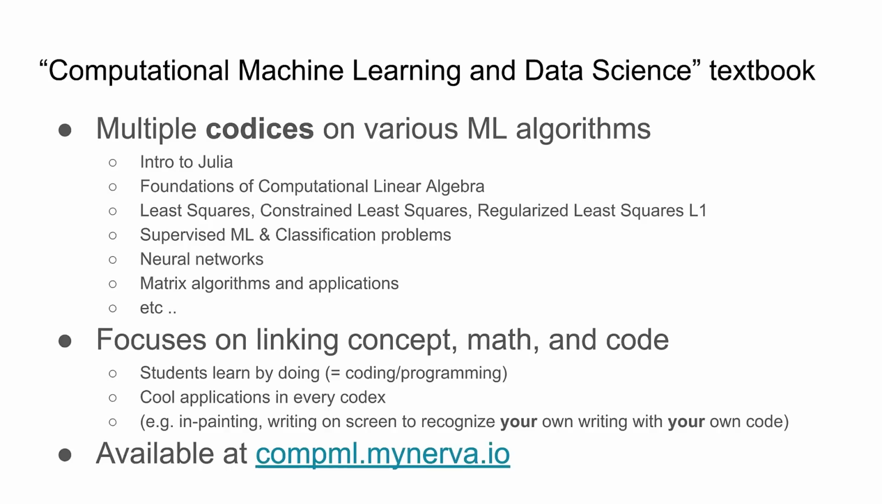In this course, it's a Julia-centric focus, so there are codices on Intro to Julia, a codex set on the foundations of computational linear algebra, least squares, different ways of fitting system equations, and other machine learning algorithms, some of which are listed here. But the important aspect in the way that we've been emphasizing is not the content on its own, it's how the content is written and how it's delivered, in terms of these multiple ways in which we link the concept, math, and code throughout the codex.